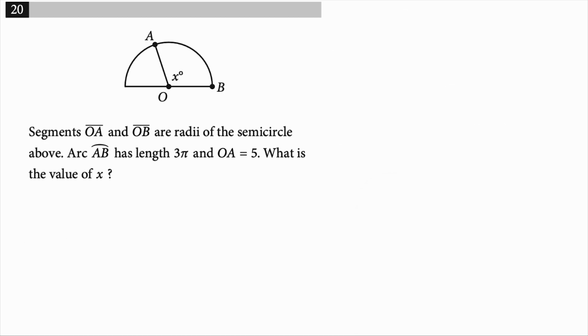Segments OA and OB are radii of the semicircle above. Arc AB has length 3 pi and OA is 5. What is the value of x?